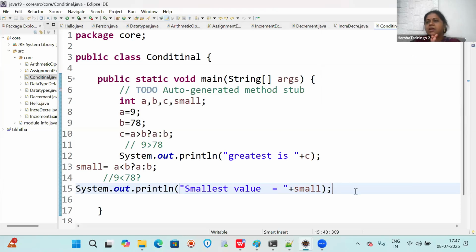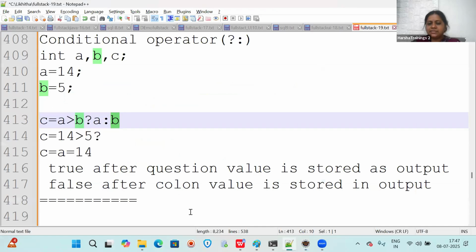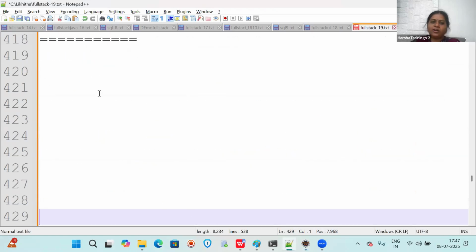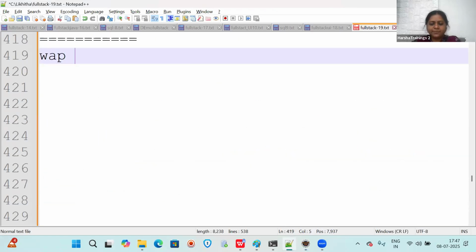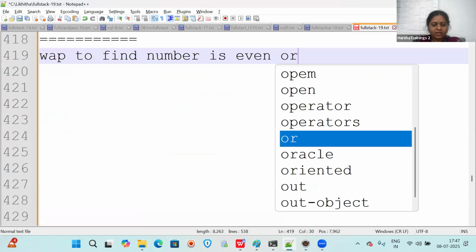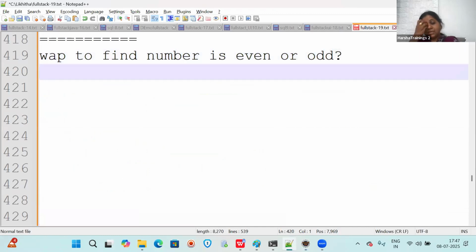Okay, with this, let us try one code, to find out whether the number is even or odd. What is the question? Write a program to find the number is even or odd. To find the number is what? Even or odd. Number even or odd find out cheyali. So how will you write the logic? Single number.